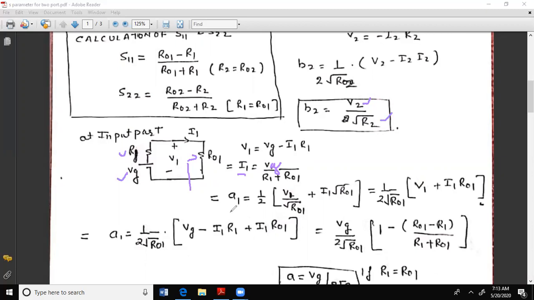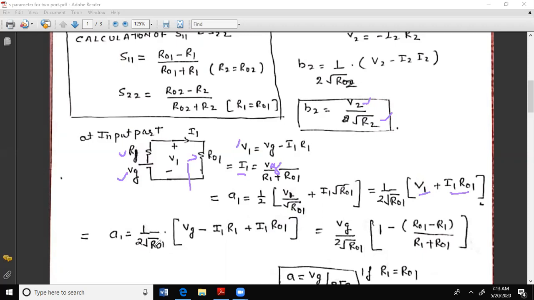Now to calculate A1, which is defined as half of V1 by root R01 plus I1 root R01, take the root R01 outside. So this becomes V1 plus I1 R01. Now put the value of V1 from this equation, this is VG minus I1 R1.